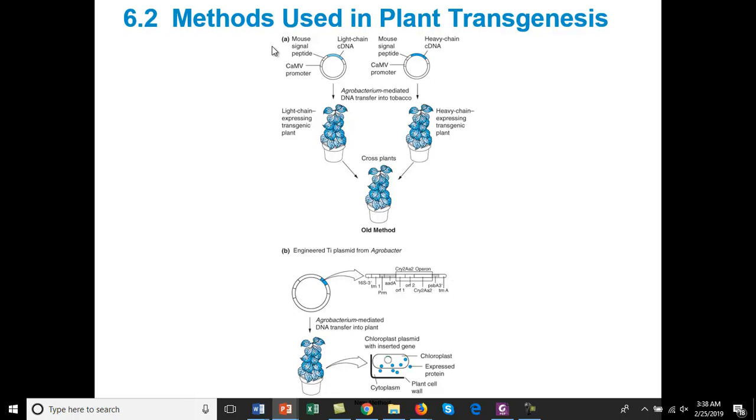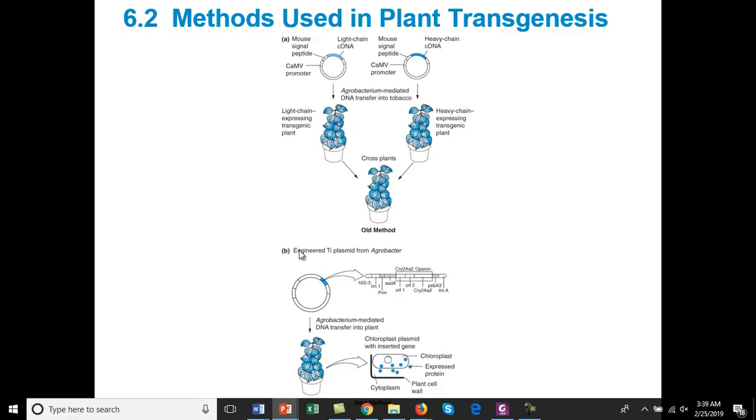here we're taking an antibody. So we have the light chain of an antibody and we have the heavy chain of an antibody. And we do Agrobacterium mediated transfer into tobacco. And so you have a light chain plant and a heavy chain plant. And then you cross the plants and they assemble an entire antibody. Okay, that's the old method. Okay, that's me. I'm old. I'm 55. So that's what I did when I was a younger man.